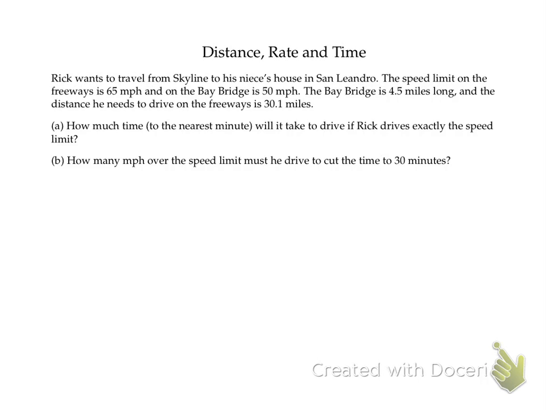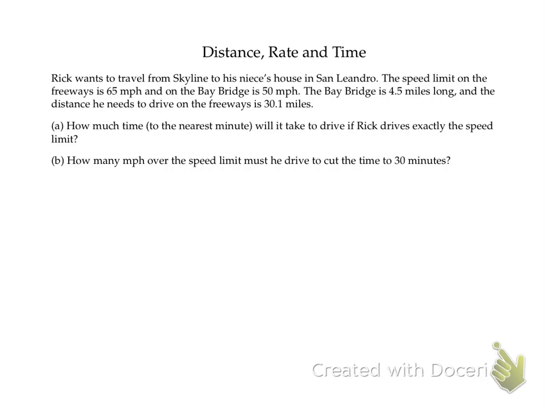So here's this problem. I'd like you to read it first, and then we'll read it together. All right, so Rick wants to travel from Skyline to his niece's house in San Leandro. The speed limit on the freeways is 65 miles per hour, and on the Bay Bridge is 50 miles per hour. The Bay Bridge is 4.5 miles long, and the distance he needs to drive on the freeways is 30.1 miles.